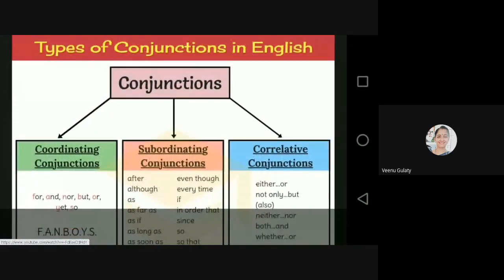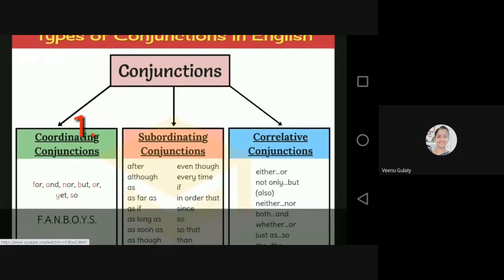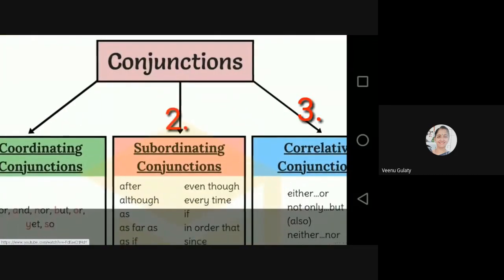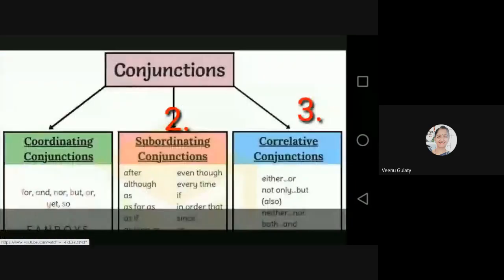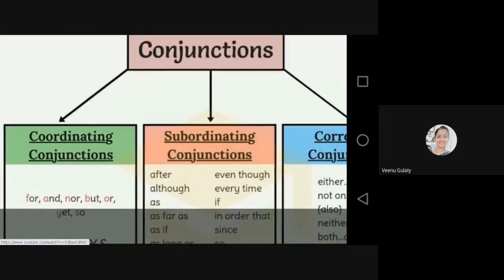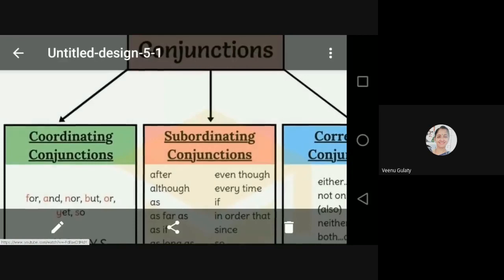So friends, basically, there are three types of conjunctions in English grammar: coordinating conjunctions, subordinating conjunctions, and correlative conjunctions. So basically, there are three types. What are the coordinating conjunctions? Let us have a brief look.